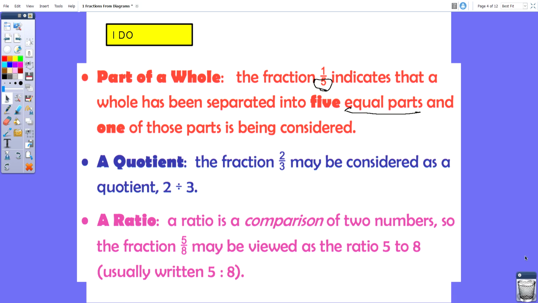The last way we can think about fractions is as a ratio. So we're comparing 2 numbers. So the fraction 5/8 can be viewed as the ratio 5:8. So what that means is that we have 8 parts in total and we're thinking about 5 of those parts. So 5/8, we can rewrite it as 5:8 instead.